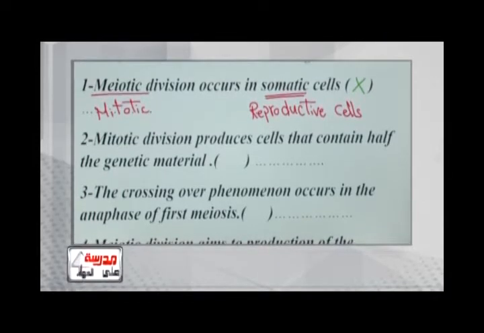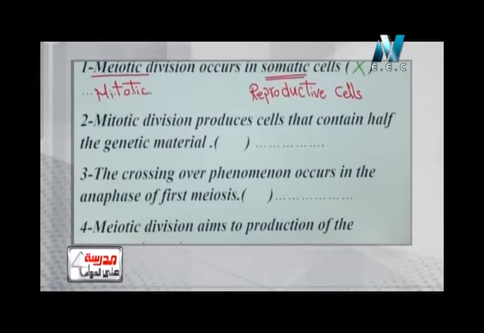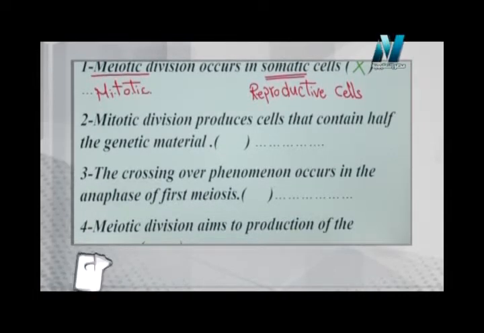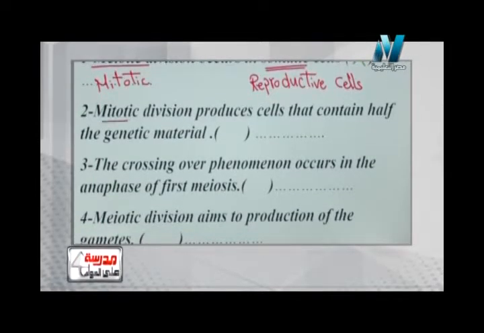Number 2: mitotic division produces cells contain half the genetic material. Genetic materials here means chromosomes. So mitotic division produces cells. I tell him okay, it does produce cells, but they contain half the number of chromosomes or half the genetic material. Right or wrong? Of course, wrong here.